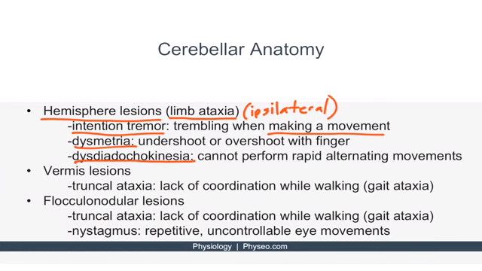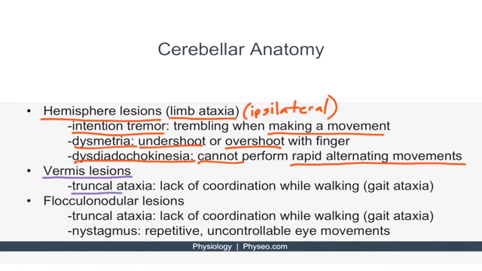Now, dysmetria is undershooting or overshooting with a finger. This can be tested when a clinician asks a patient to touch his or her finger with the patient's own finger. Sometimes they'll overshoot it or undershoot it, and this is called dysmetria. Now, dysdiadochokinesia means that the patient cannot perform rapid alternating movements. So in clinic, patients can be asked to flip their hands on their lap over and over again so that their palms face up and then down, and do it really quickly. If they have a hemisphere lesion, they could demonstrate dysdiadochokinesia and will be unable to do it with that limb.